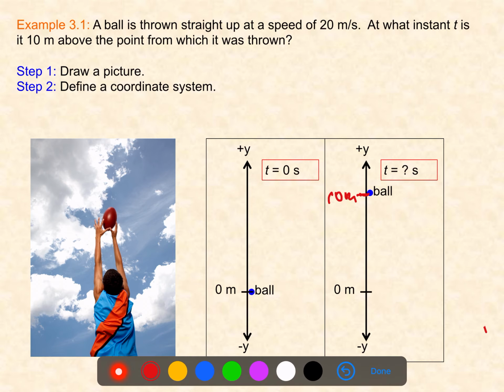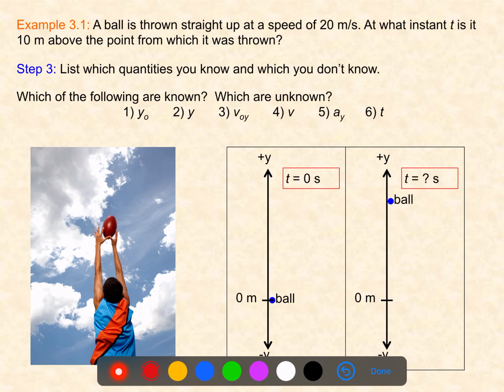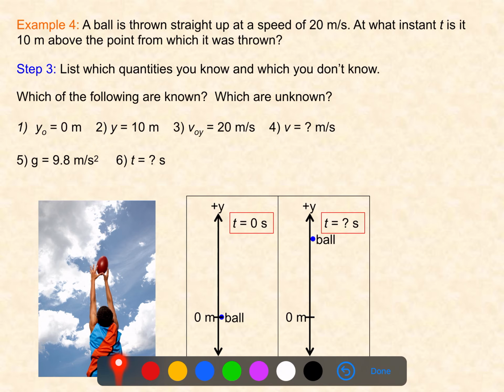So the next step in our problem-solving strategy is to think about what it is that we know and what it is that we don't know. So of these possibilities that are written here, what do we know and what don't we know? Well, we know the initial position. In fact, we set it to be equal to y equal to 0, and we know then that the final position, if it's 10 meters above that, is equal to 10 meters. We've also been told that the initial velocity is 20 meters per second.